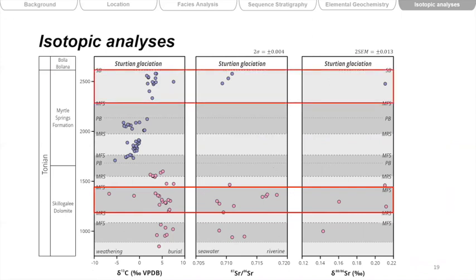Again, comparing that to the regressive system, we see a slightly lighter delta 13C, which could indicate more carbonate weathering, again, as you'd expect if the sea level was lower. And we have slightly lower radiogenic strontium, so potentially less riverine input.